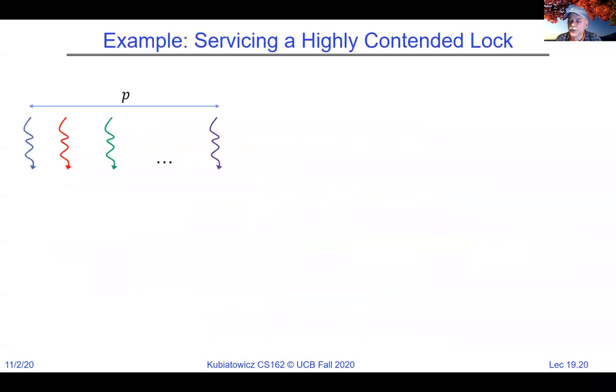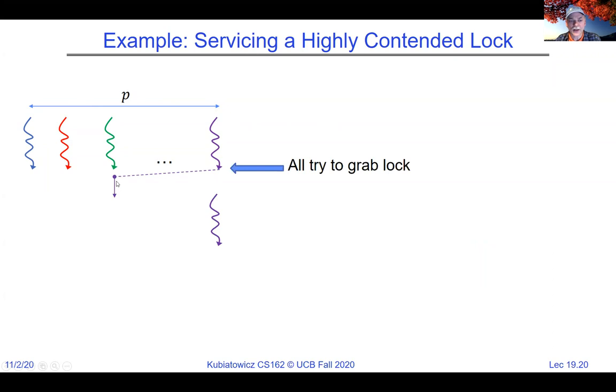Now, for instance, let's look at something that we talked about earlier in the term. Here we have a bunch of threads. Suppose there are P of them, okay? And they're all trying to grab a lock. That lock has some service time, which maybe requires going into the kernel and doing something, coming back out. And so the locking ends up serializing us on the locking mechanism, okay?